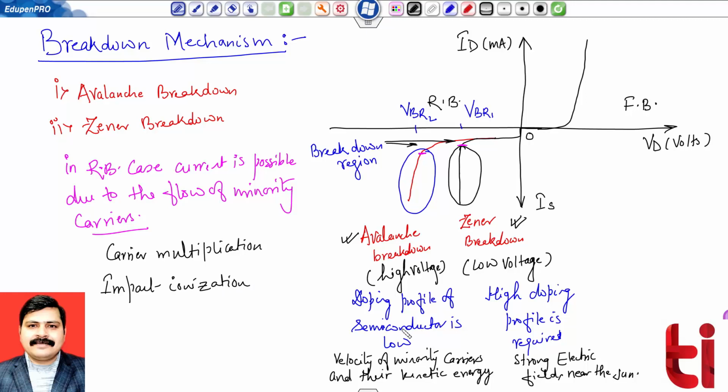So just because of their velocity, they will collide with the ions, and with the impact of that, there will be a cumulative effect, and there is an increment in the minority carriers, and this avalanche breakdown will occur. Okay, so this is the process of avalanche breakdown.